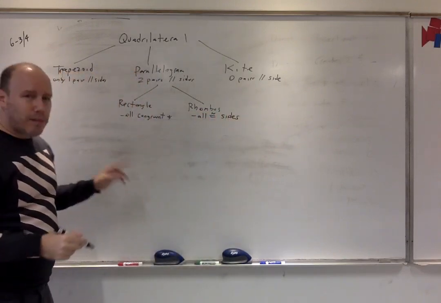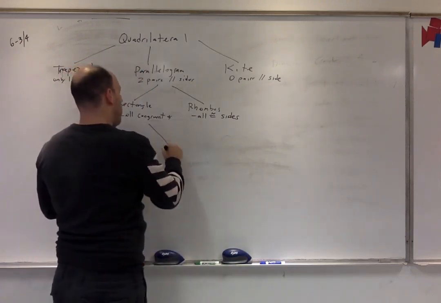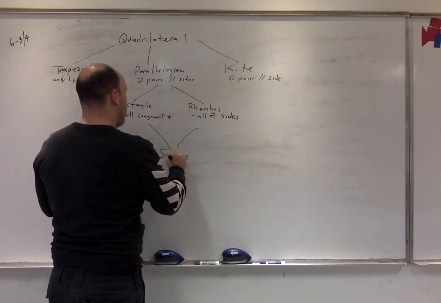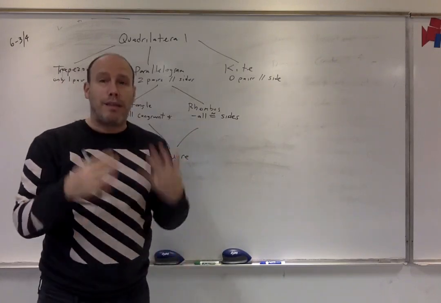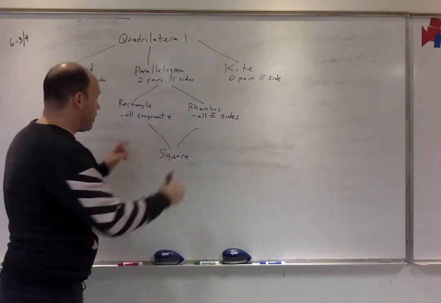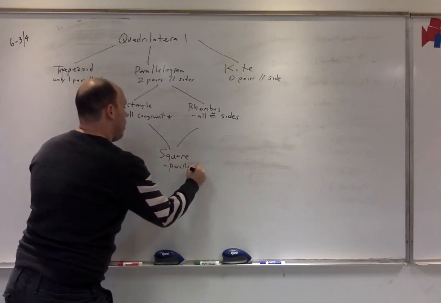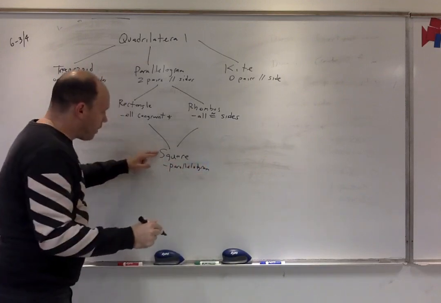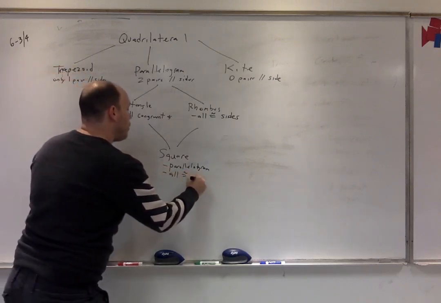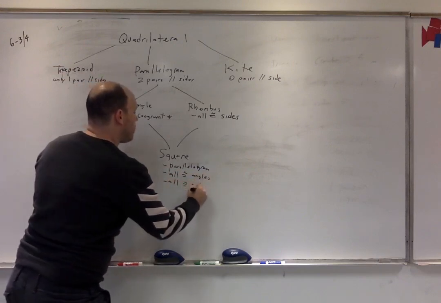Okay? And then the last thing, what's the last important shape? It is the square. And so the square is basically what happens when the rectangle and the rhombus get together and make a baby. They make a square. The square, it's a parallelogram. So it has all these characteristics, all congruent angles, and all congruent sides.